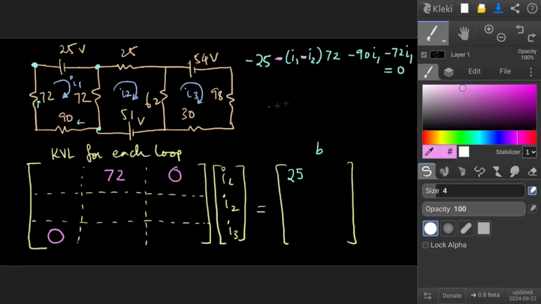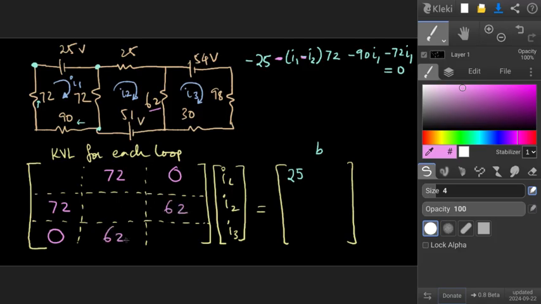Same way for the equation for the second loop. Here 72 will be there, because 72 will get multiplied with I1 and it will be positive. Because when I write the equation for the second loop, the current will be I2 minus I1. So that way. What is common between 2 and 3? We have 62, which is common between 2 and 3.